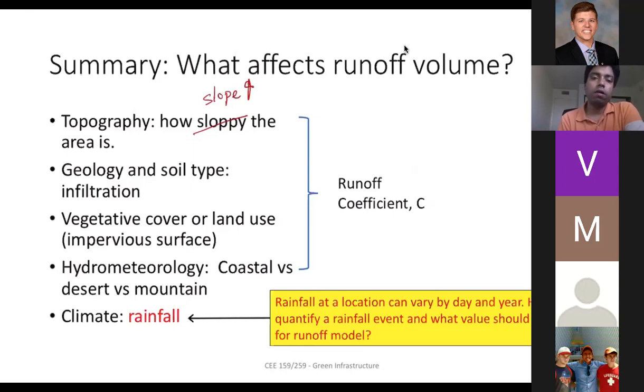Hydrometeorology is all about coastal area versus desert versus mountain. The reason is that this is related to the initial moisture content. If you think of mountains, the moisture level will be very different, the soil heterogeneity will be different, so the initial moisture content will be very different from other areas. And then finally, what kind of rainfall is received in that area. So in the next couple of slides, we'll learn how to define and quantify rainfall. Any questions so far?